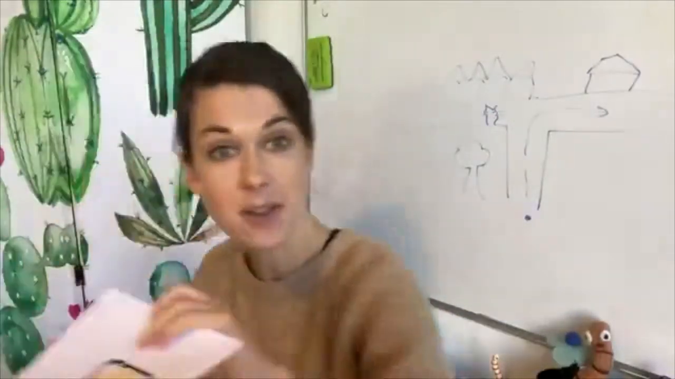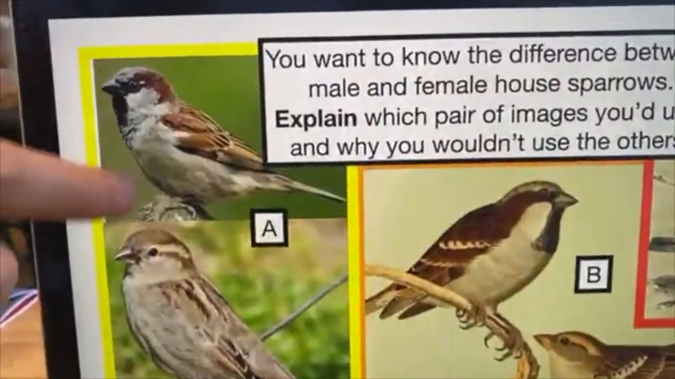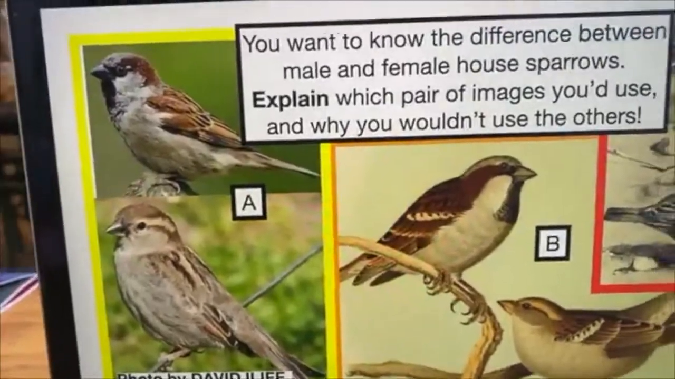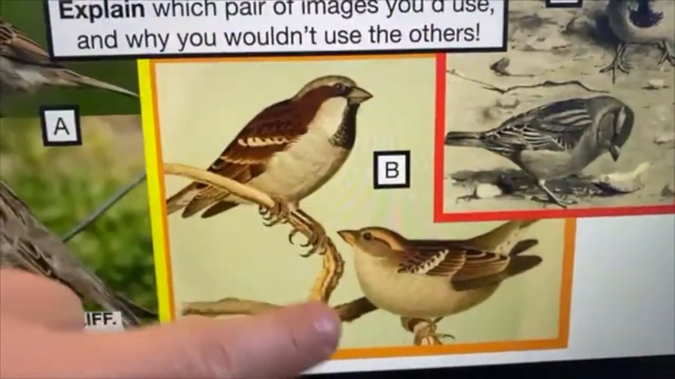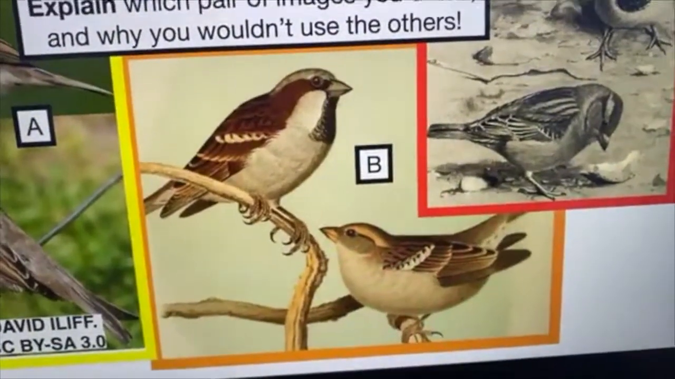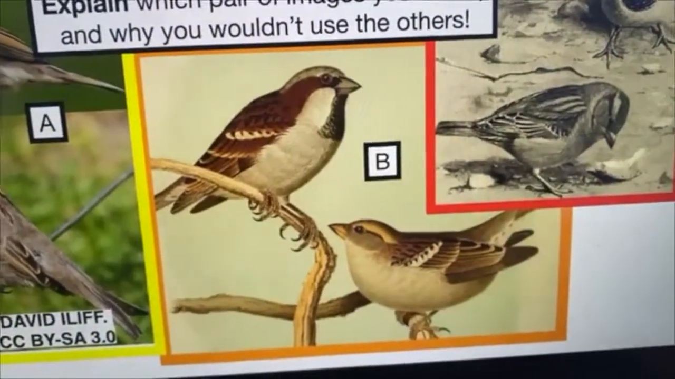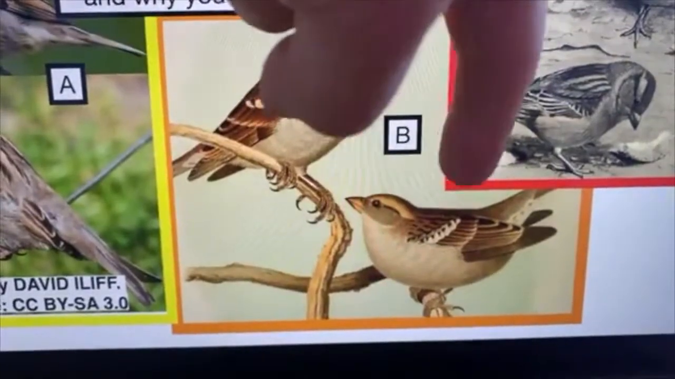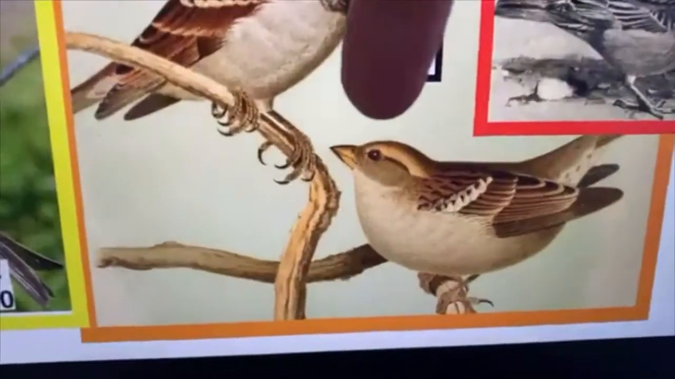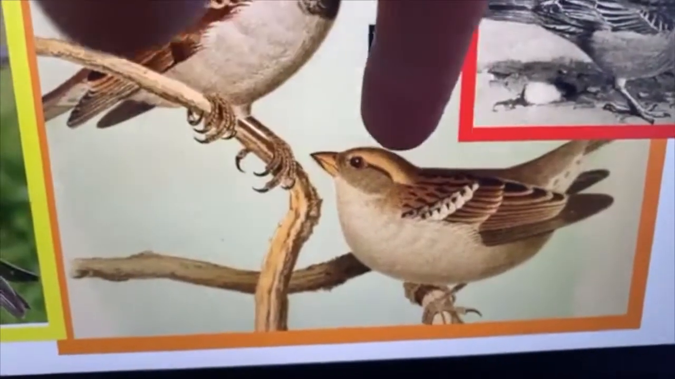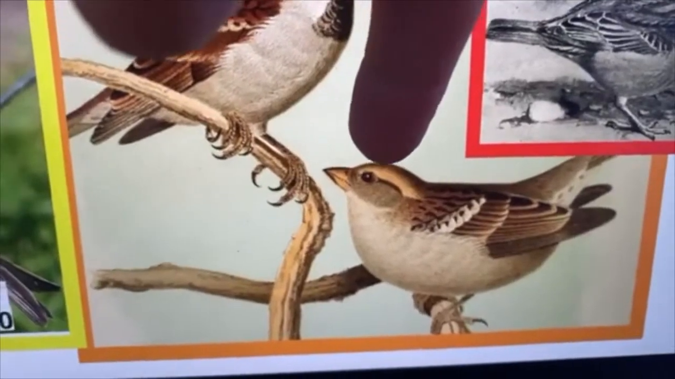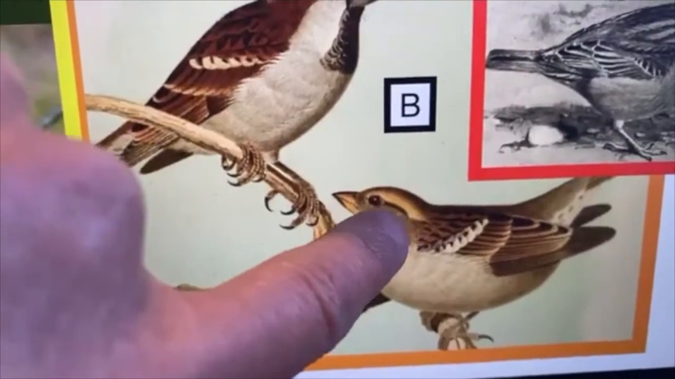So, oh yeah, I said I'd tell you a little bit about sparrows. They are excellent photos that I've chosen, so you might well use those photos. But some people would argue that the illustrations make it easier to see the difference. One of the main differences between a male sparrow and a female sparrow is this creamy coloured stripe here, which is called the supercilium. I just learned that word. On a female house sparrow, it's kind of creamy coloured and it's got a brown bottom bit.